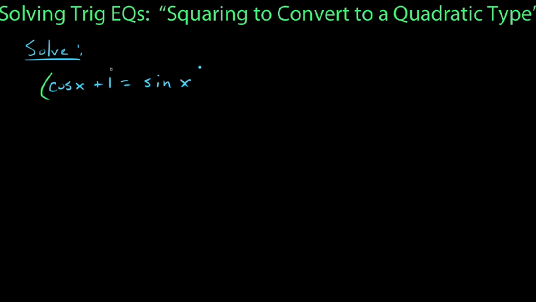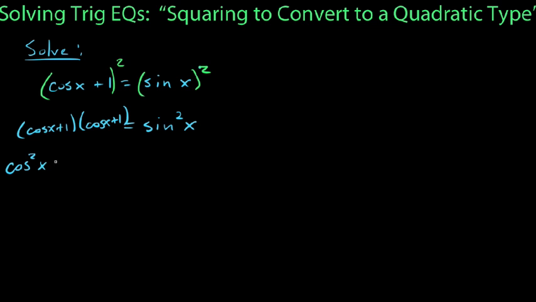So when we say square both sides, we mean square both sides, the entire side. So the right side is clearly simpler than the left side here. We end up with sine squared of x. And on the left side, we actually have to square this binomial out. So we say cosine of x plus 1 times cosine of x plus 1. And so squaring this out, we get cosine squared of x plus cosine of x plus cosine of x, so plus 2 cosine x, plus 1. And this equals sine squared of x.